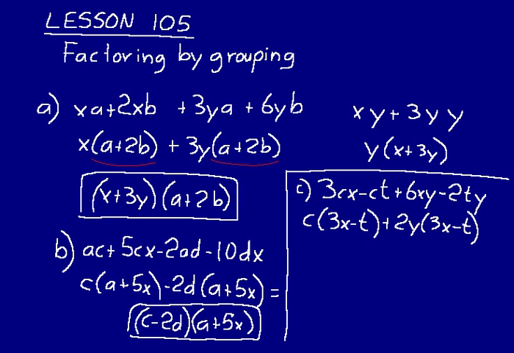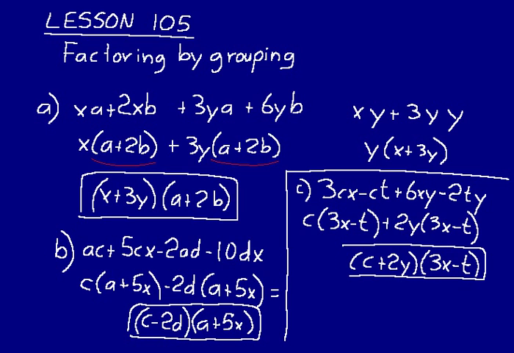And so now these two groups have a binomial in common, 3x minus t, so we can write this c plus 2y times 3x minus t. And so that's our factored form of that expression. If you're not sure about these, you can always expand that back out to check your work. Okay, well that's all for lesson 105.